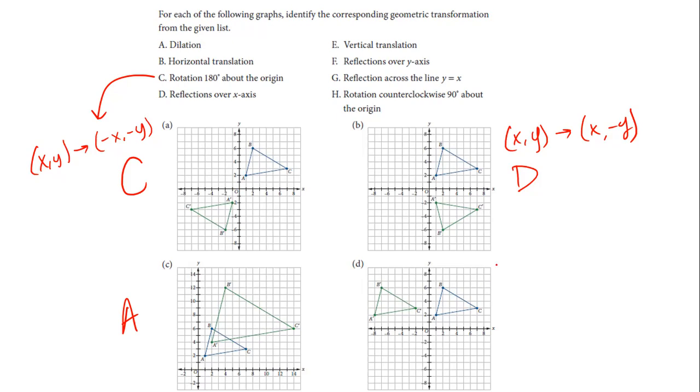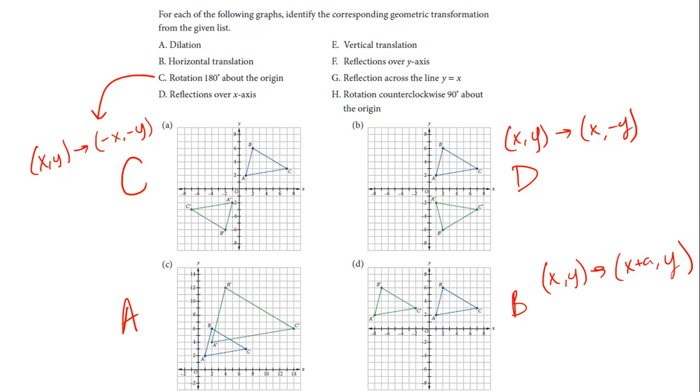D is F? No, it's not F. It's B. We just went left to right. Remember horizontal translation, right? It just slid. Remember a slide? So with horizontal translations, remember your pre-image is XY. Your image becomes whatever X is plus something, but your Y is going to stay the same.